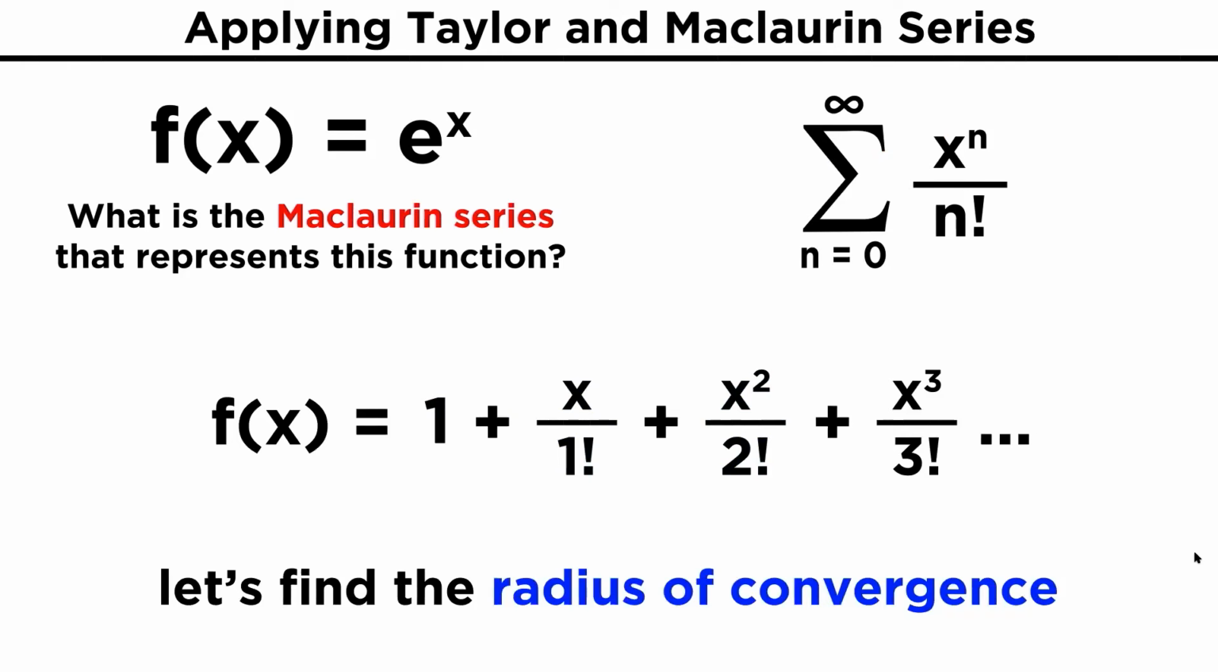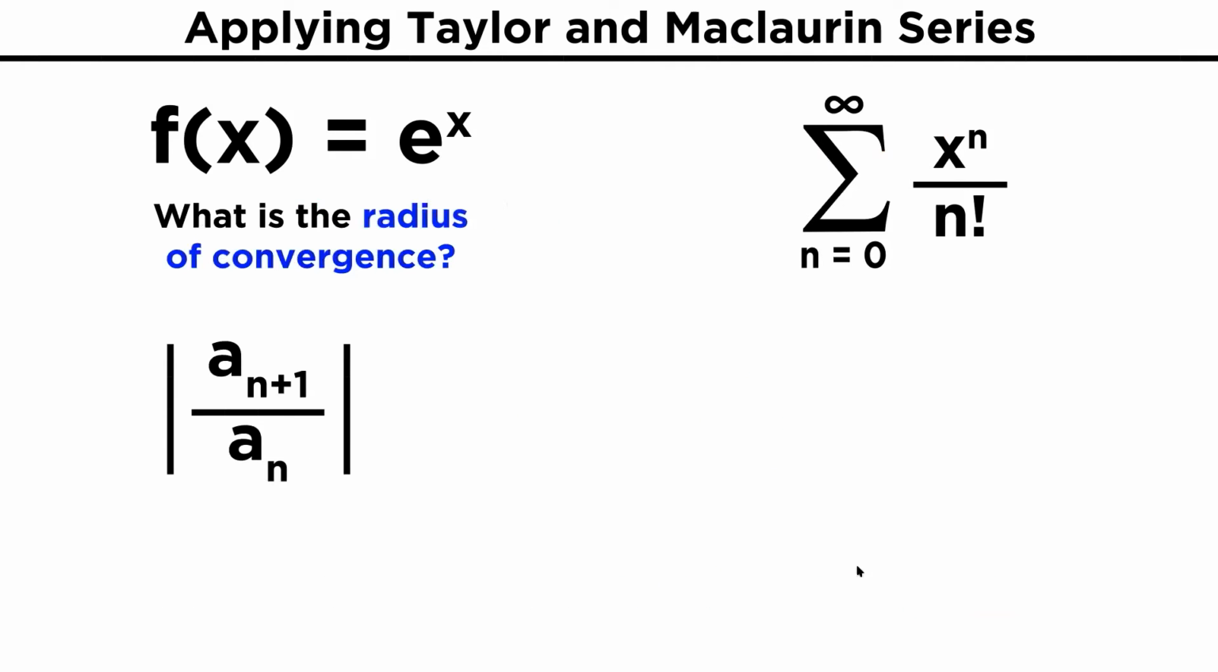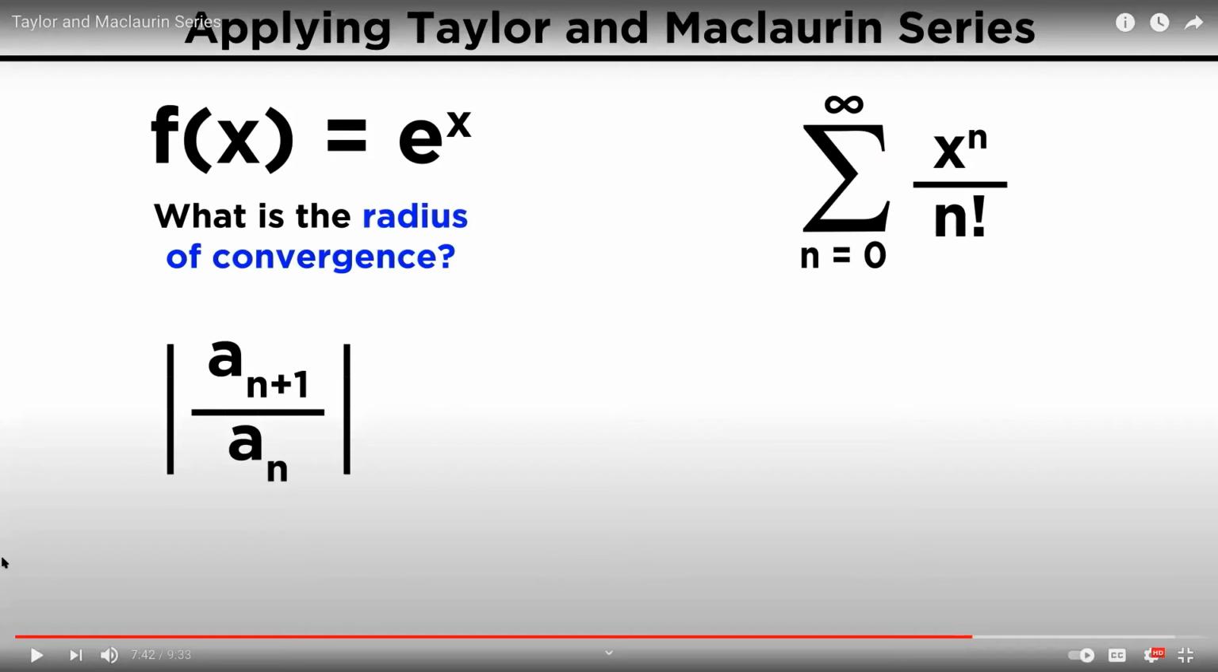Let's make sure we can find the radius of convergence for this function. That will require the ratio test. So that was all. The Taylor series is a power series, but with its nth derivative over n factorial. We'll practice next time.